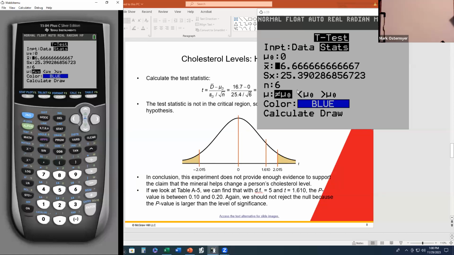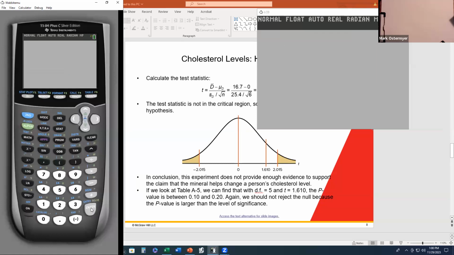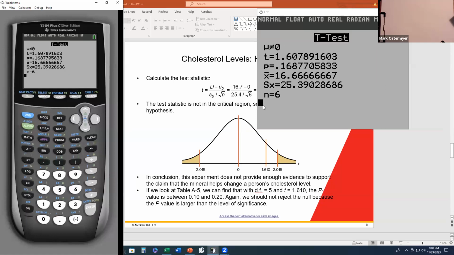Anyways, standard deviation is what it should be, 25.4. 6 ordered pairs. This is a two-tailed test. Calculate, and we would suspect the p-value to be large here, correct? Rather large. And it is. It's about 17%. So you'd have to drive alpha's value up to at least about 18% or higher before you could finally reject the null hypothesis and conclude there's a difference in cholesterol levels attributed to this mineral supplement.